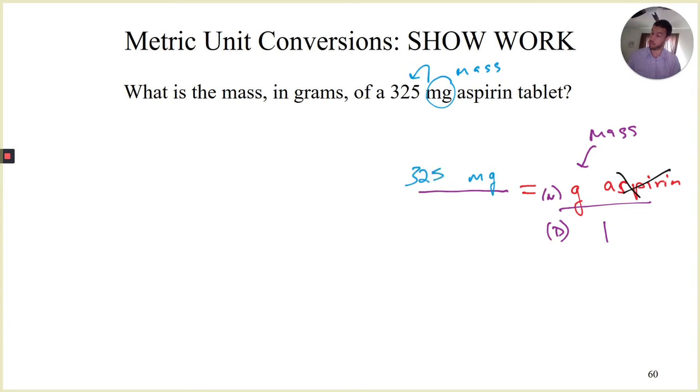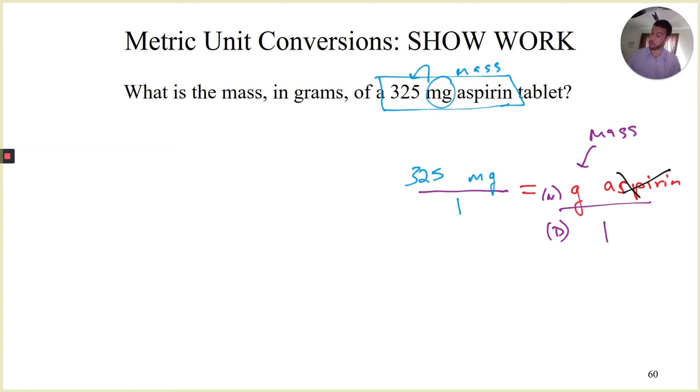325. What should show up in the denominator? Well, if we look at this given information, what shows up in the denominator? Well, nothing. There's nothing in the denominator. So it's an implied 1. Okay? If we now try to go through and compare units, milligram is not the same thing as gram, so I need to bring in a conversion.